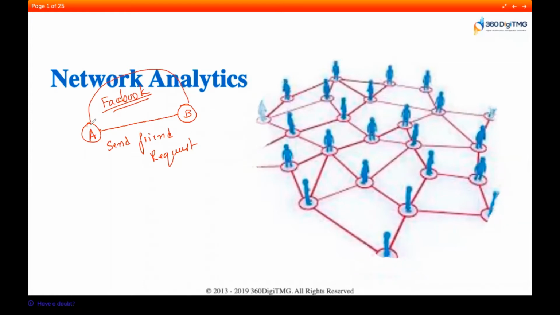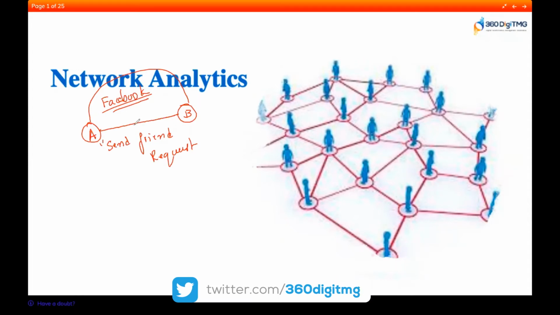So there is a relationship between entities A and B with some certain actions. That is, a friend request has to be sent from A to B, or from B to A, and it has to be accepted by the other. Then only will there be an existence of a relationship. So with this basic understanding, let us try to understand network analysis in a very formal way, right?